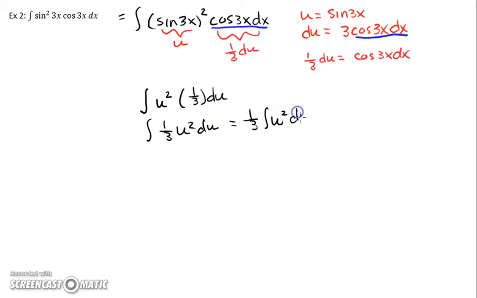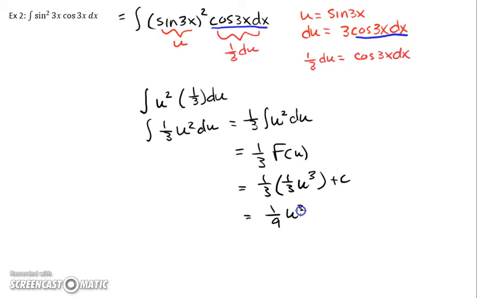So we're going to be looking at 1/3 times F of u. F of u is just going to be increase the exponent to 3, divide by 3. So we're looking at 1/9 u to the 3rd plus c. Plug your u back in, so we're looking at 1/9 times sine of 3x to the 3rd plus c. And if you want, you can rewrite that as 1/9 sine to the 3rd of 3x plus c.